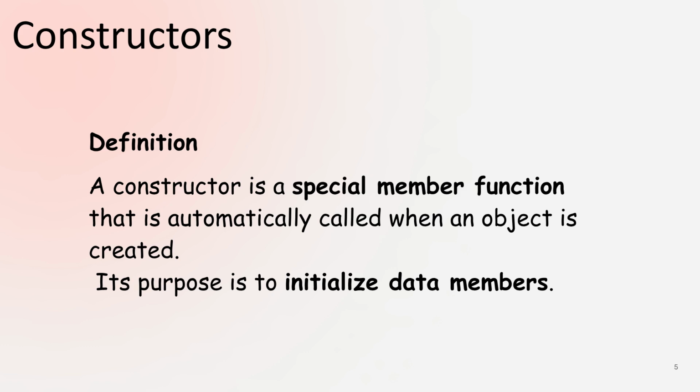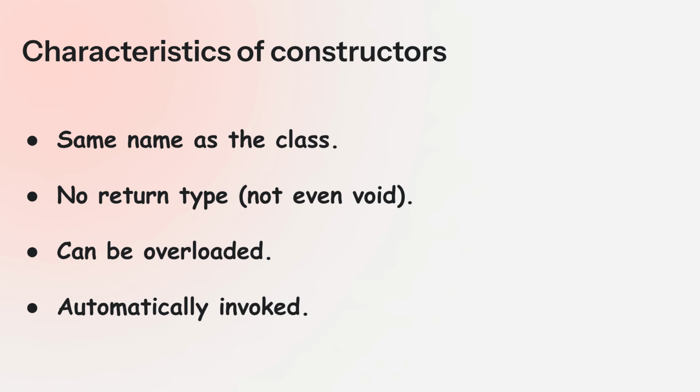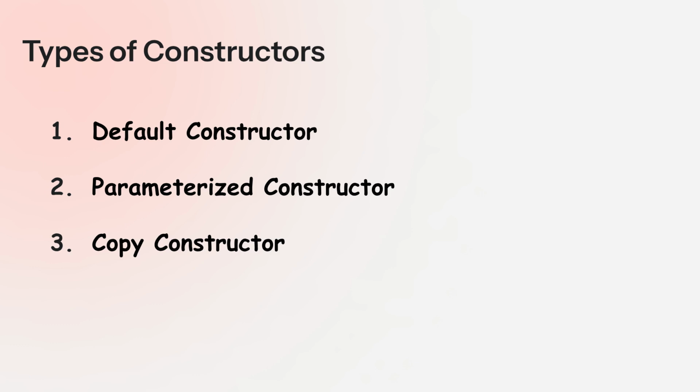A constructor is a special member function automatically called when an object is created. Its primary purpose is to initialize data members. Constructors share the same name as the class, have no return type, can be overloaded, and are invoked automatically. There are three main types of constructors: the default constructor, the parameterized constructor, and the copy constructor.